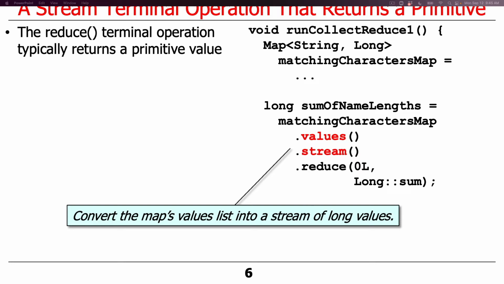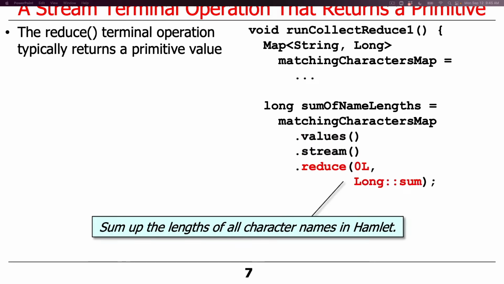into a stream of long values. So the .values factory method on a map will give back, I think it's actually a collection of values. We turn that into a stream, and then we take those values and sum them up by using the reduce operation. We'll talk in more detail about how to read this code in a second, but that's what we're doing. We're summing the name lengths in the values stream.